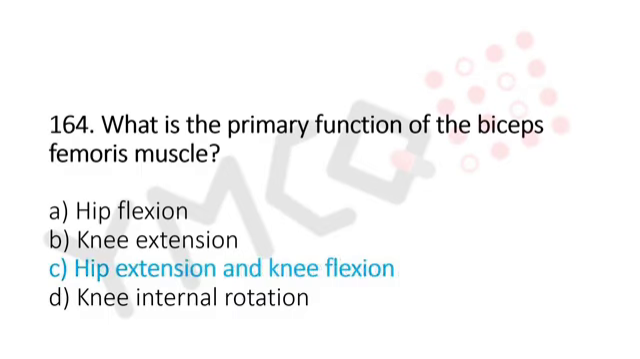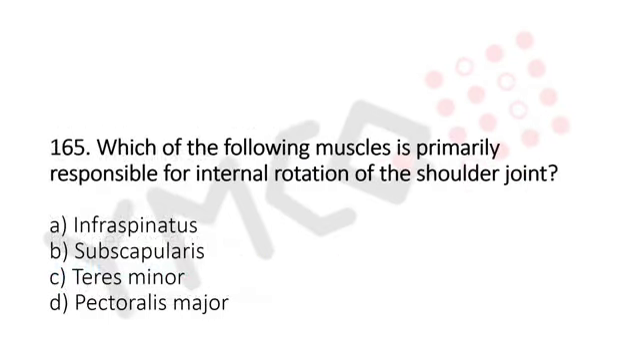Now let's move to question number 165. Which of the following muscles is primarily responsible for internal rotation of the shoulder joint? Option A, infraspinatus. Option B, subscapularis. Option C, teres minor. Option D, pectoralis major. And the answer is option B, subscapularis.